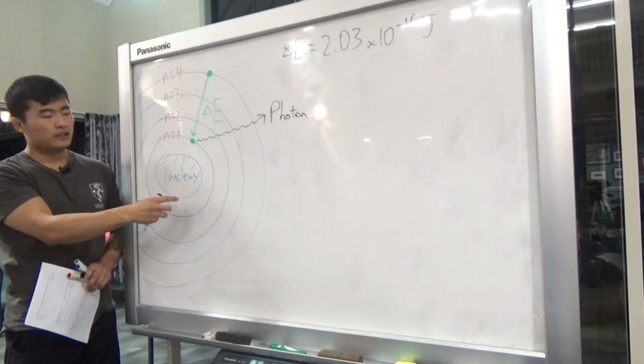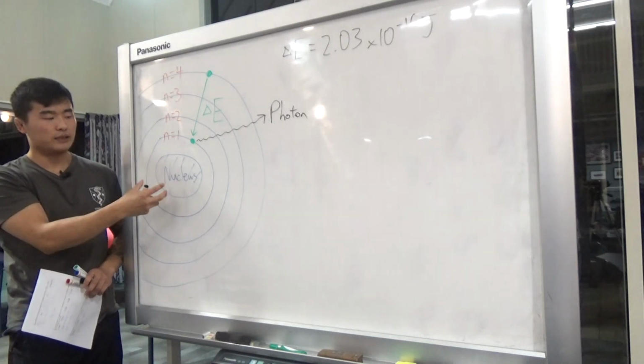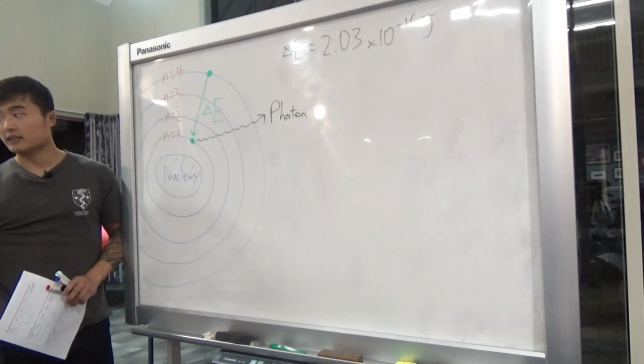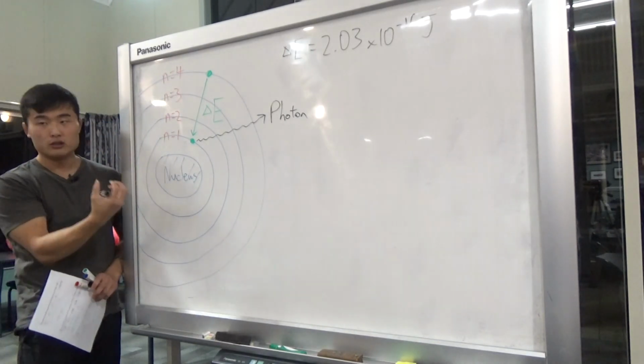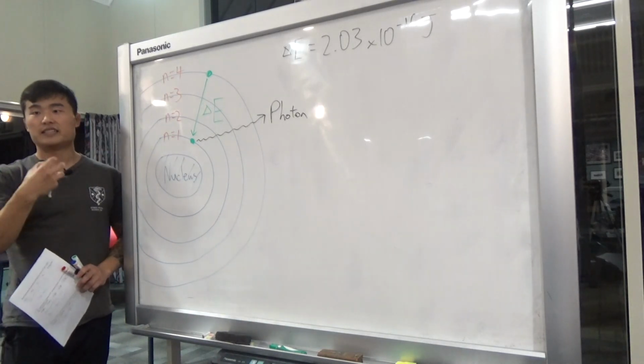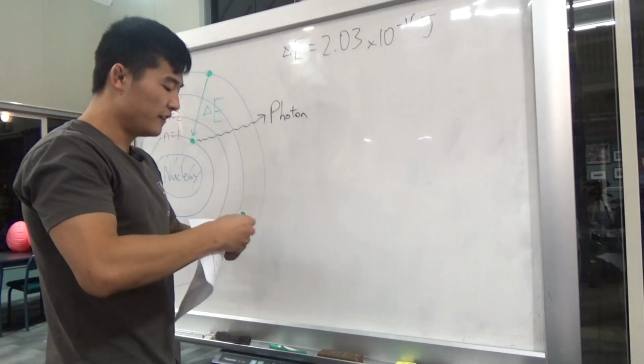And if the nucleus has a greater positive charge, that difference in energy will be greater, because you've got more positive charge pulling that electron in, so there's going to be greater energy. Okay, so that's what we want to find out.